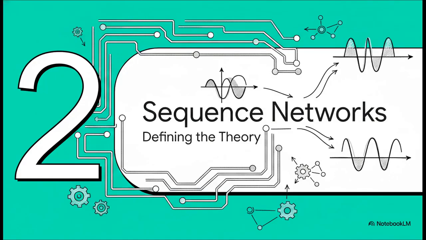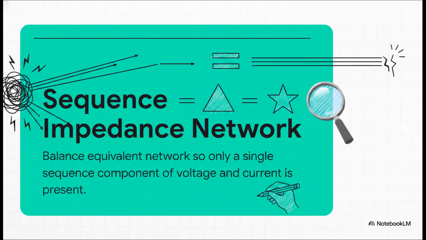Section 2. Defining sequence networks. Now, what's really interesting about this is how we solve that unbalanced problem. Engineers use a very specific theoretical solution. Let's look at the definition here. A sequence impedance network is a balanced equivalent network for a power system under imagined working conditions, so that only a single sequence component of voltage and current is present. To put that in simpler terms, because calculating pure chaos is practically impossible, engineers use this mathematical tool to basically swap the chaos for symmetrical, balanced components. This lets them compute unsymmetrical faults at literally any point in the network.